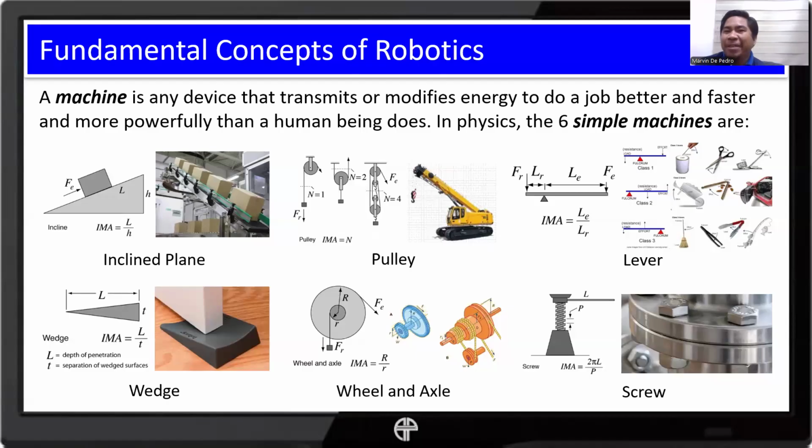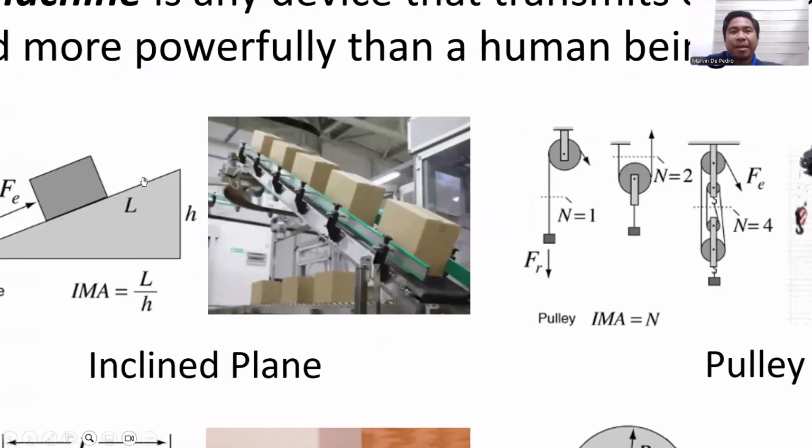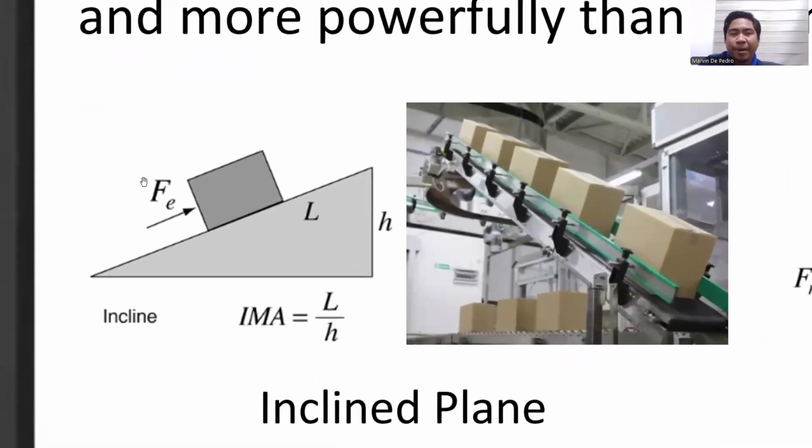In physics, machines, especially simple machines, can be an inclined plane, a pulley, a lever, a wedge, a wheel and axle, and a screw. I'm not going to discuss these one by one, but I just want you to observe. Some robots, like conveyors, have an inclined plane.